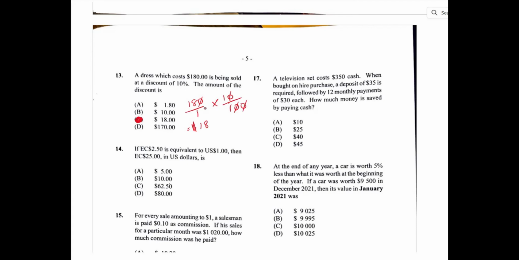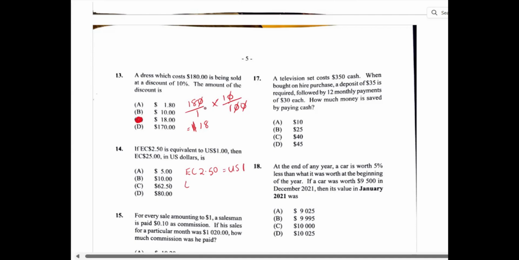If EC $250 is a US dollar, then EC $25 is US what? If you notice 250 compared to 25, that's a division by 10 happening there. So then this is US $10.